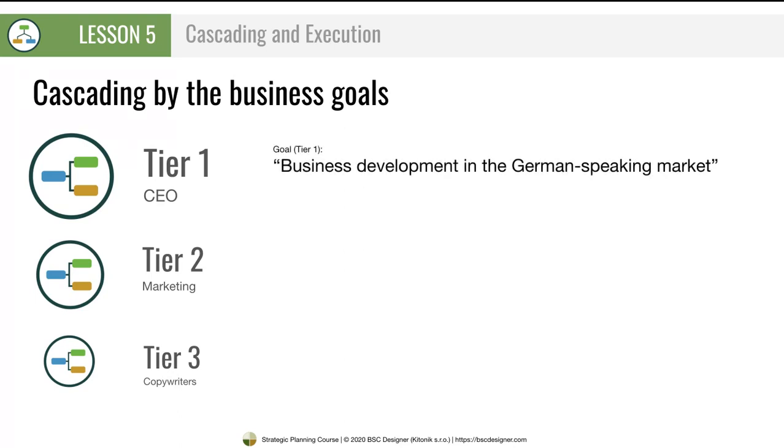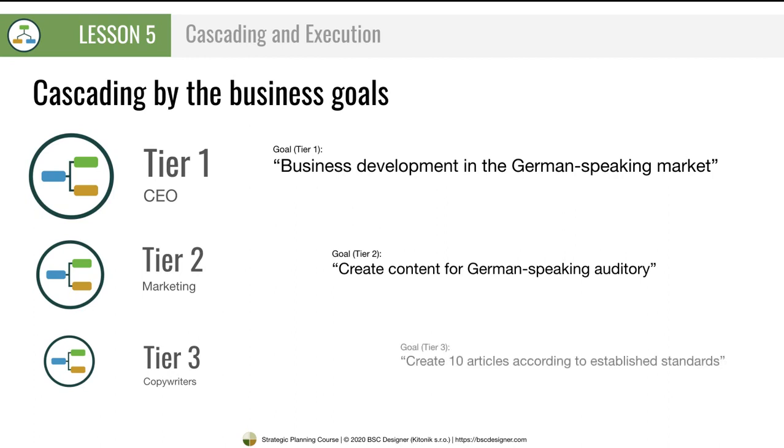On the Tier 1, CEO formulated a strategic goal: business development in the German-speaking market. When cascaded to Tier 2, this goal can look like create content for German-speaking auditory. When cascaded further to Tier 3, it can be formulated as create 10 articles according to established standards. We cascaded by business goals. On each level, we can now have some KPIs to make those goals more specific, and some of the KPIs will contribute to higher-level KPIs.